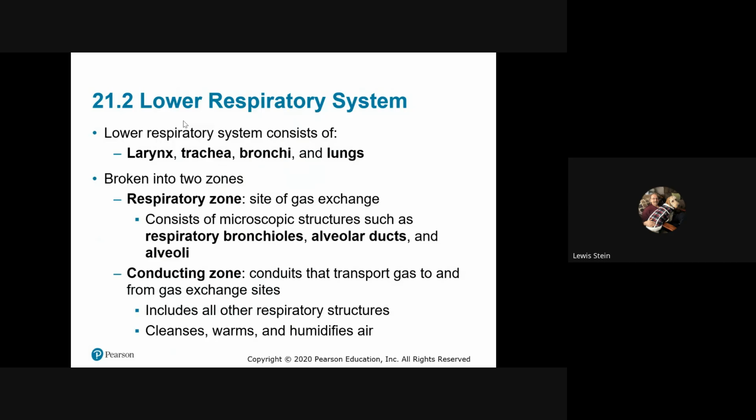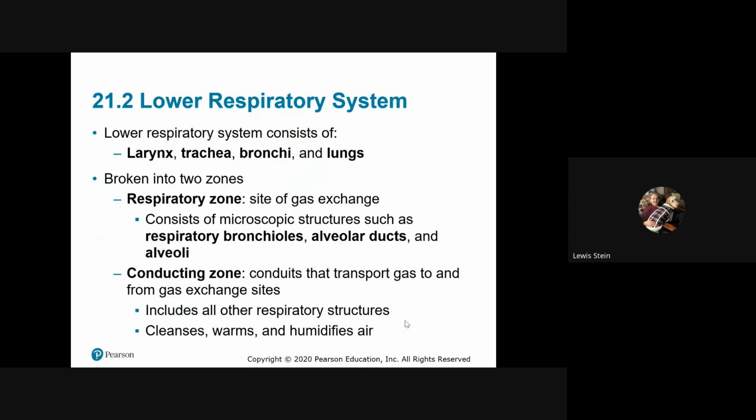The interesting part about this is that the functional divisions are conducting and respiratory. This is really important. Anatomically, we have upper and lower. But when we look at the lower respiratory system, we break it into two areas, what we call the conducting zone. To me, that starts actually in the nose because you're starting to breathe. It's all of the upper, so to speak, and then the lower, all the way in, transporting the gas, and certainly your nose and your mouth play a role in that. All of these respiratory structures cleanse, warm, and humidify the air, starting with your nose.